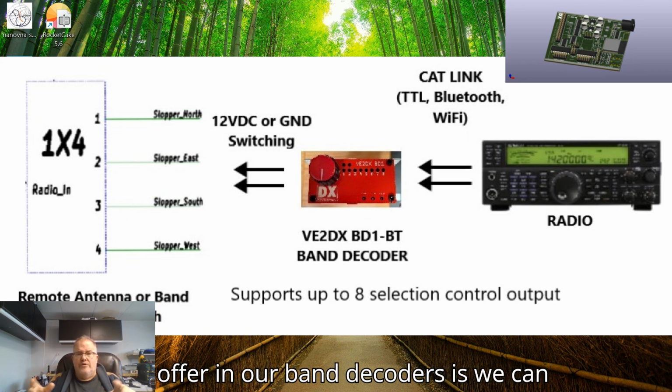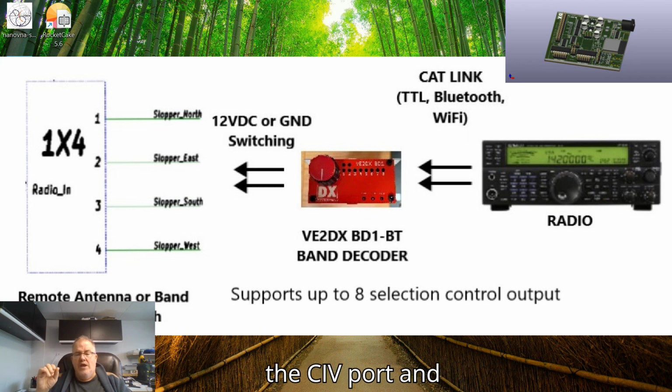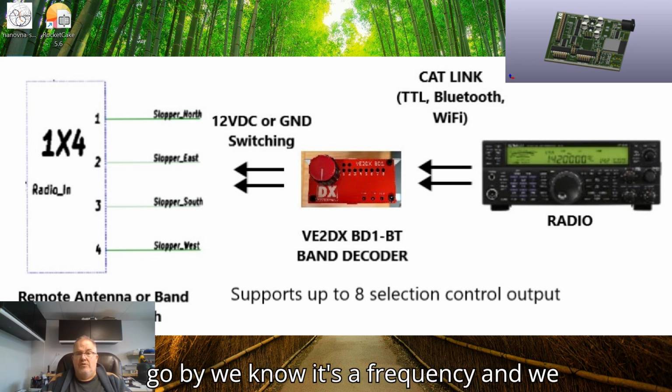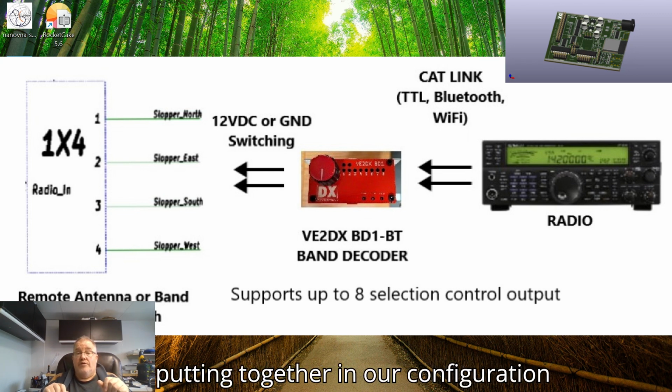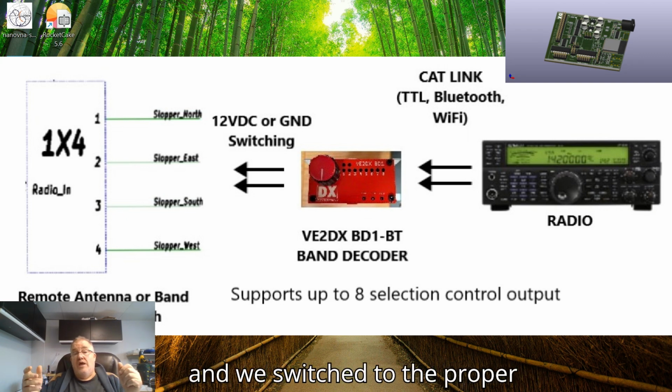So what we offer in our band decoders is we can sniff what's going on the CAT port or the CI-V out port, and automatically when we see the frequency go by, we know it's a frequency, and we compare that to a table that you're putting together in our configuration page that you will see in this video. And we switch to the proper relay.